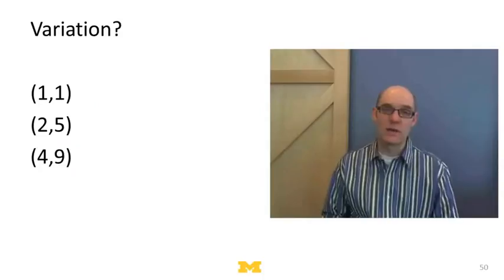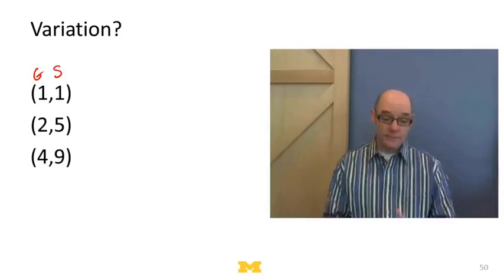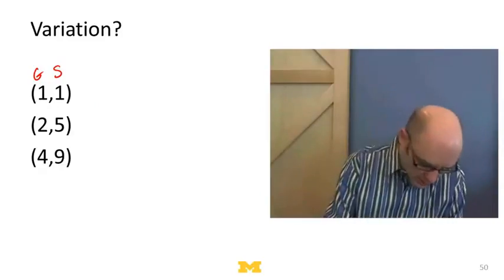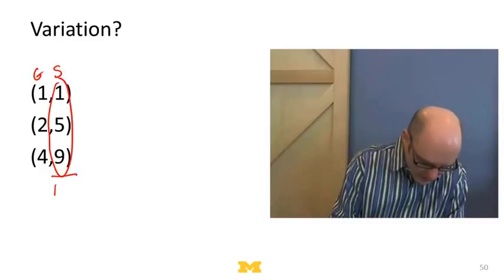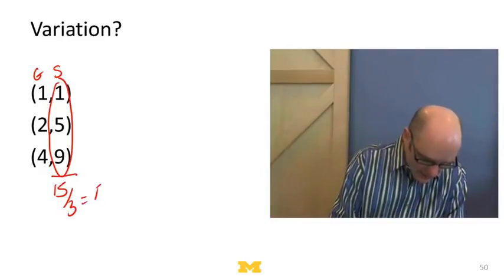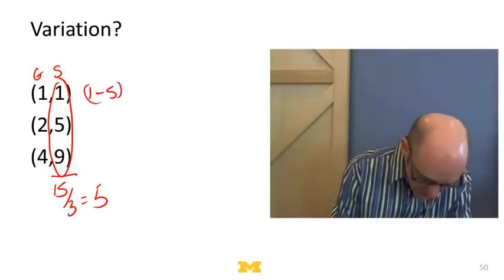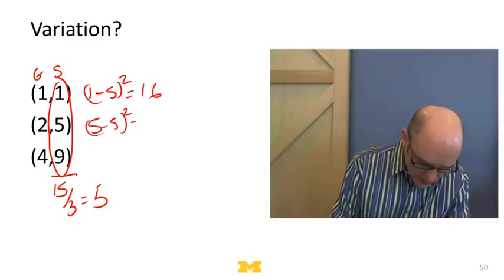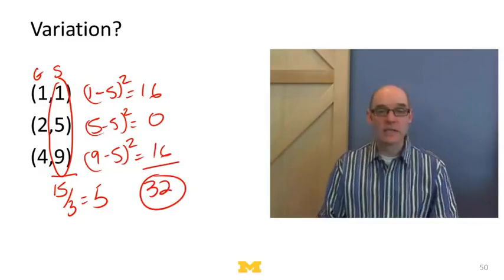So first I can ask, what's the variation? This is the grade, and this is the shoe size. Now, I don't care about the variation in the grades. I care about the variation in the thing I'm trying to explain, which is shoe size. So it's just this 1, 5, and 9. If I add those up, I get 15, and divide by 3, I get 5. So the mean is 5. To get the variation, I take 1 minus 5 and square it, which is 16. 5 minus 5 and square it, that's 0. And 9 minus 5 and square it, that's also 16. So the total variation is 32.